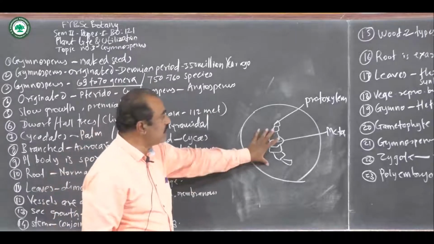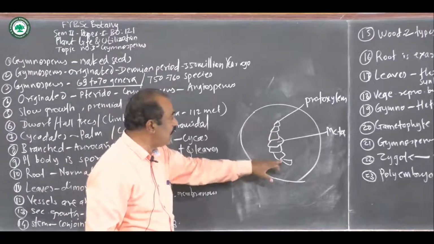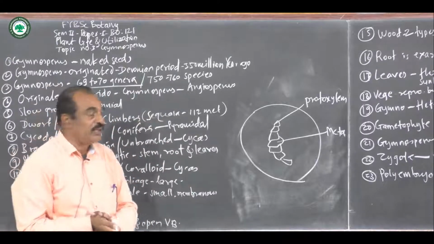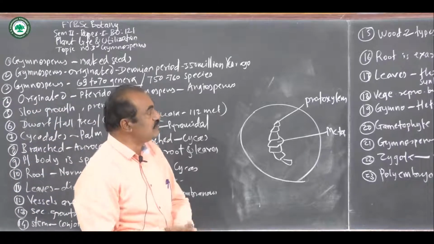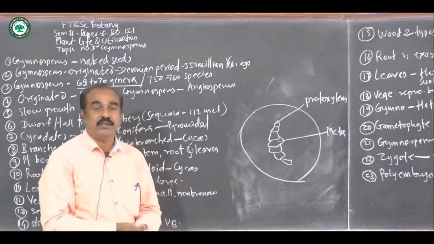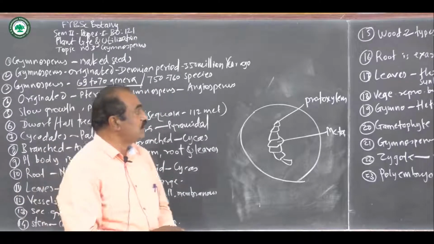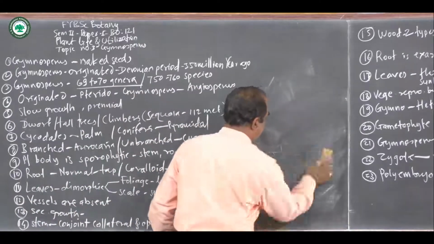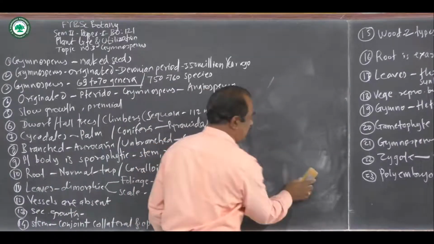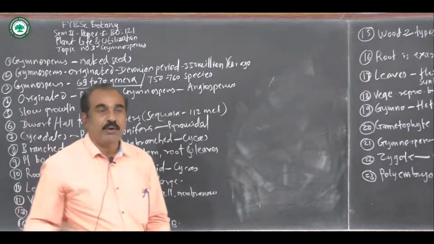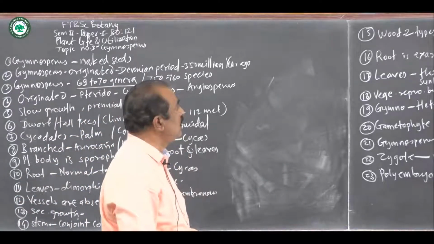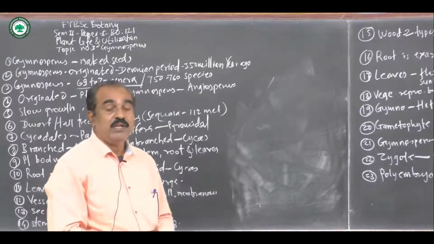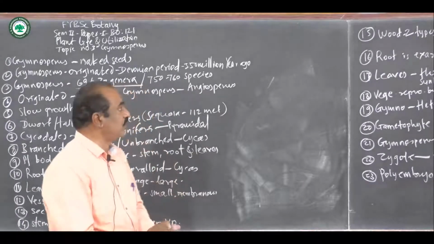And this is the diarch type of root. That means there are two arcs of xylem. So such a type of xylem is called diarch. But in some gymnosperm plants, triarch and tetrarch conditions are also there. Now next, the leaf shows xerophytic characters. For example, in the cycas plant, there is a compound leaf, and the leaflet shows a thick cuticle, multilayered hypodermis and sunken stomata. That means these are all xerophytic characters.